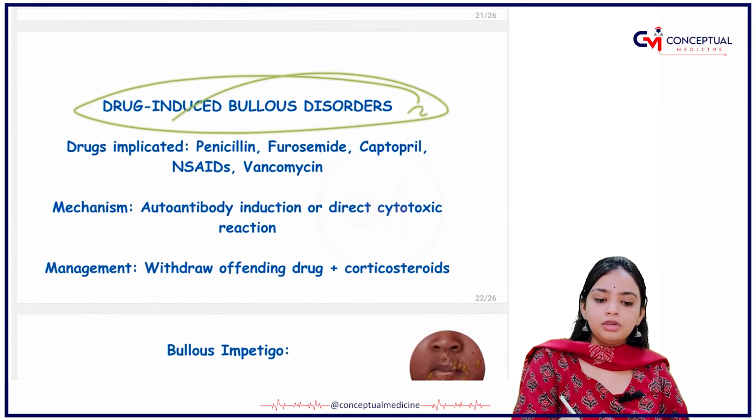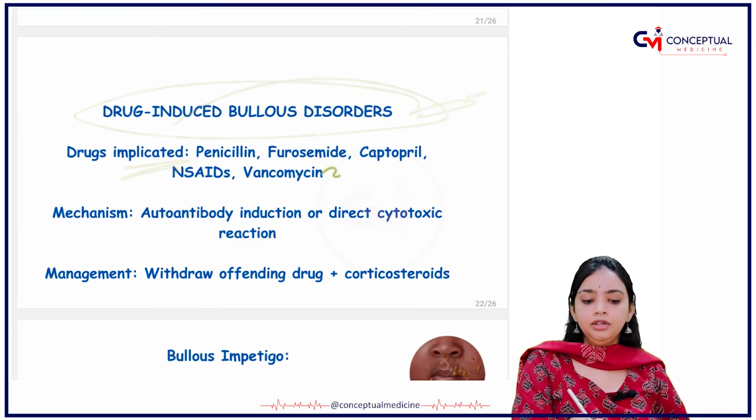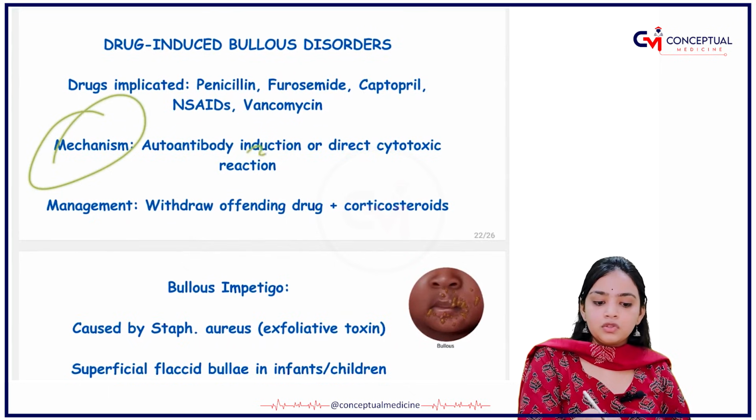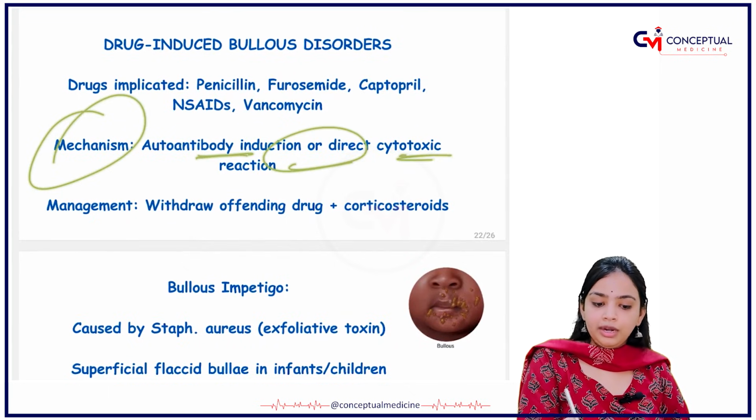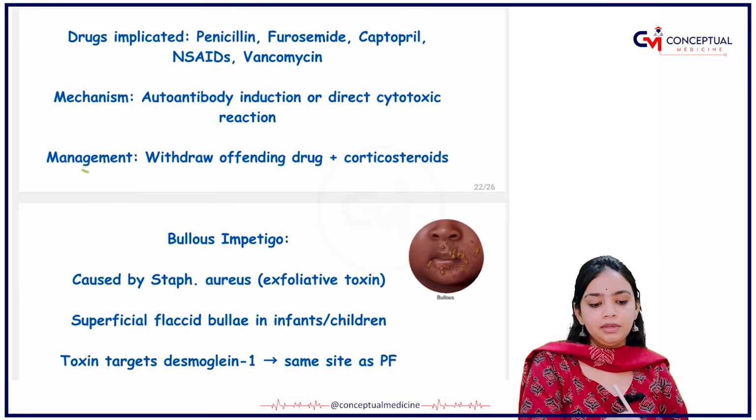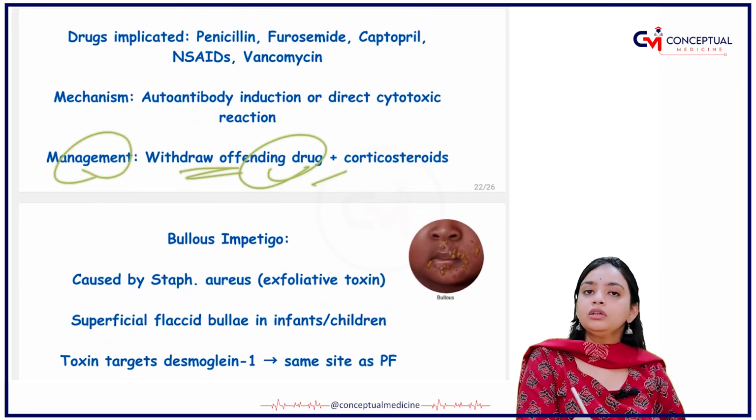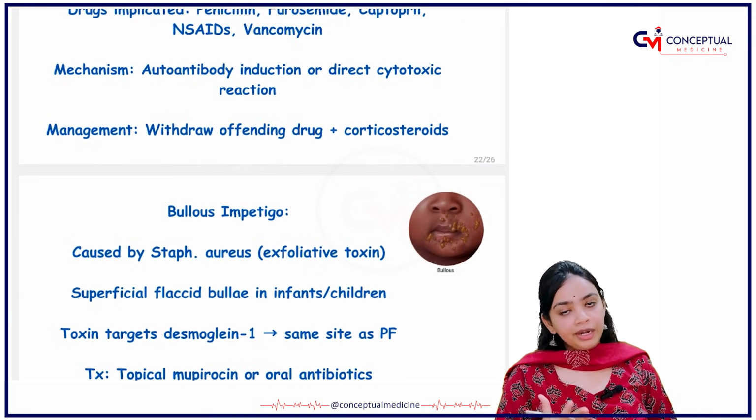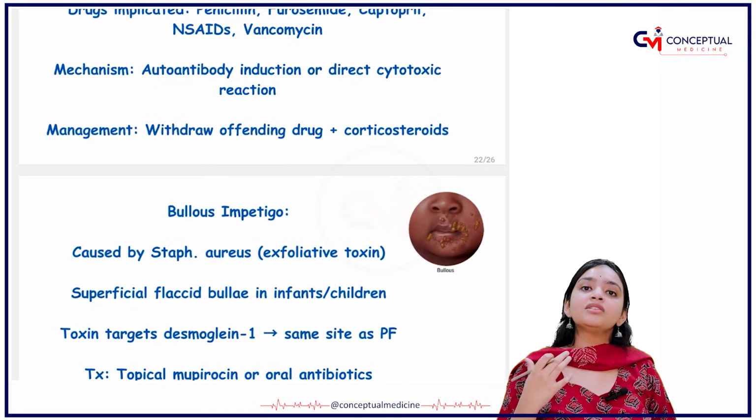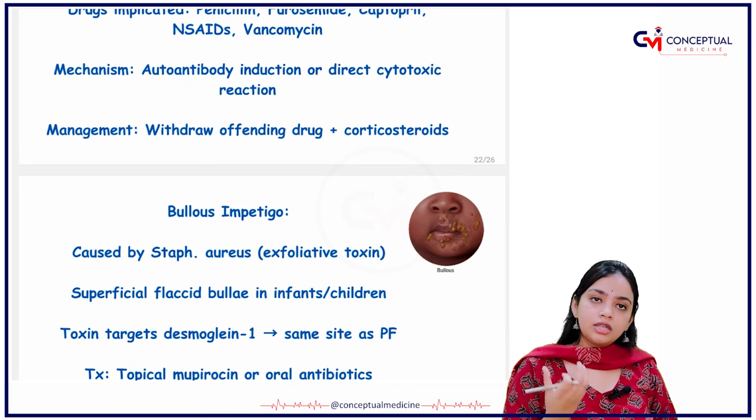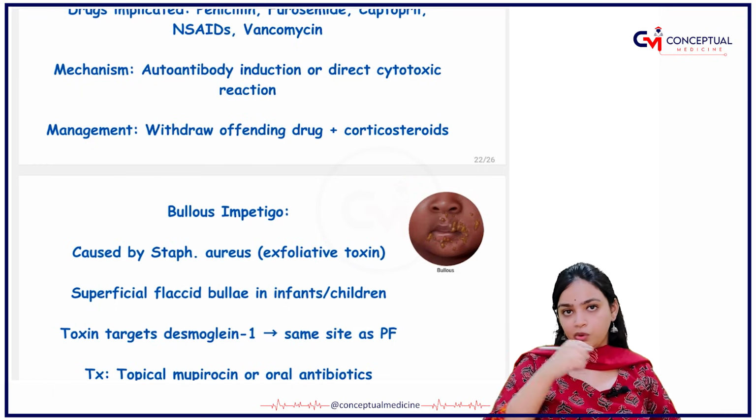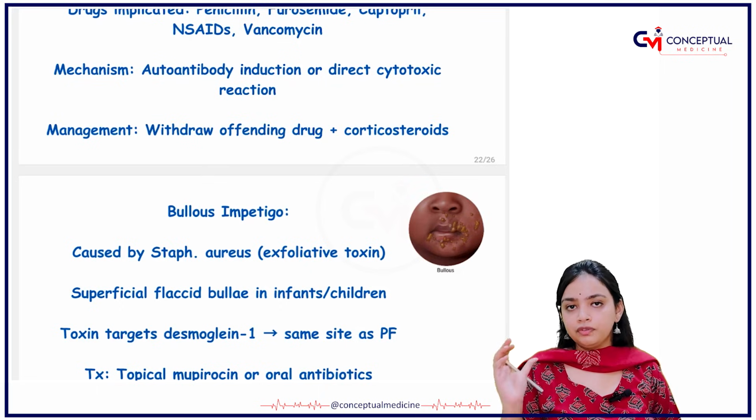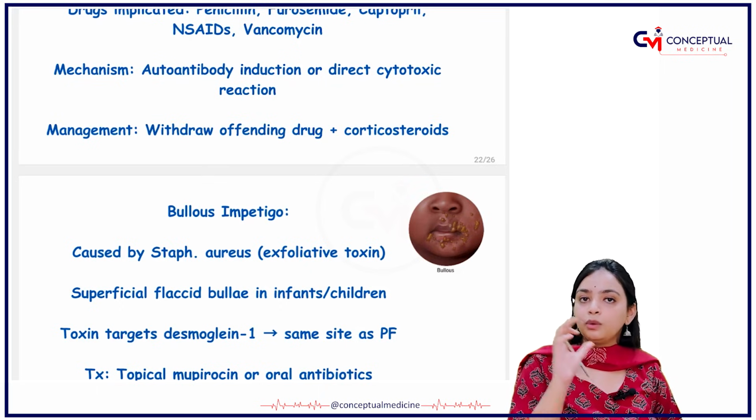In the drug-induced bullous disorders, it is mainly caused by drugs. So you have penicillin, furosemide, and captopril. What is the mechanism? There is autoantibody induction or direct cytotoxic reactions that can be there. Management will be to withdraw the offending drug. Whichever drug is affecting the person, just try to avoid it, and you are able to see that there are reversible changes in the person's body. If you withdraw the drug, then it's likely that the person will not face the same disease again, right?